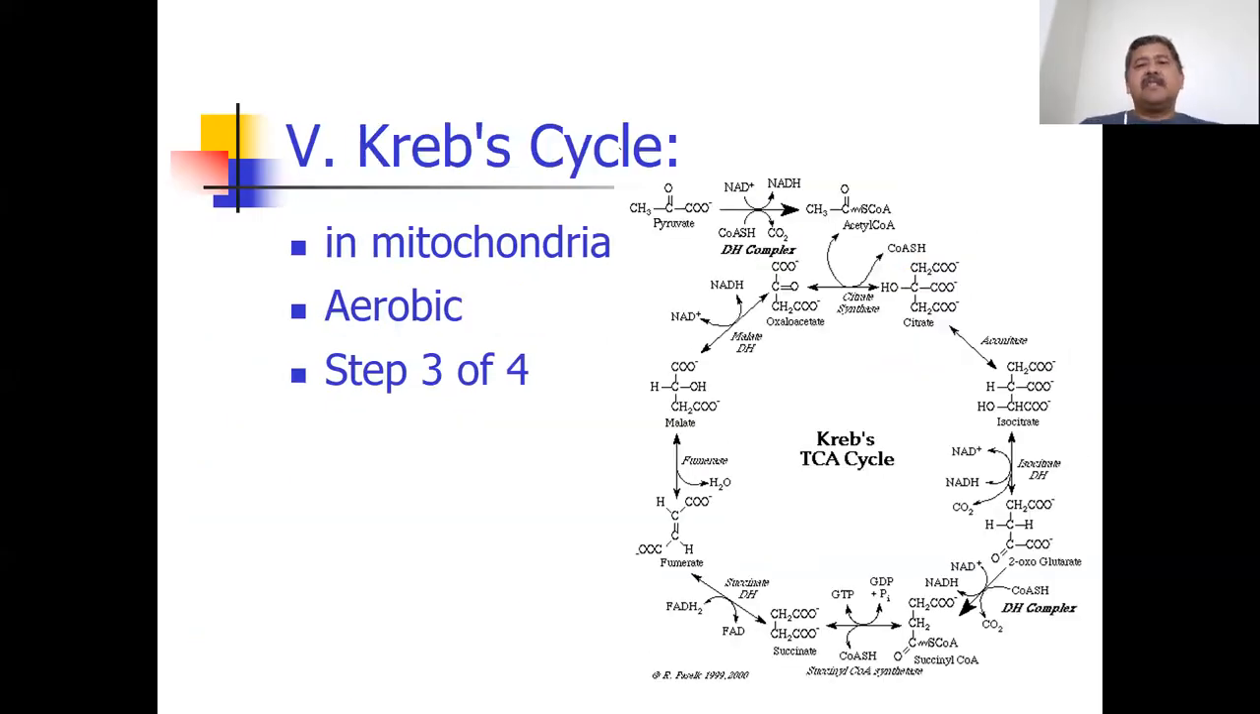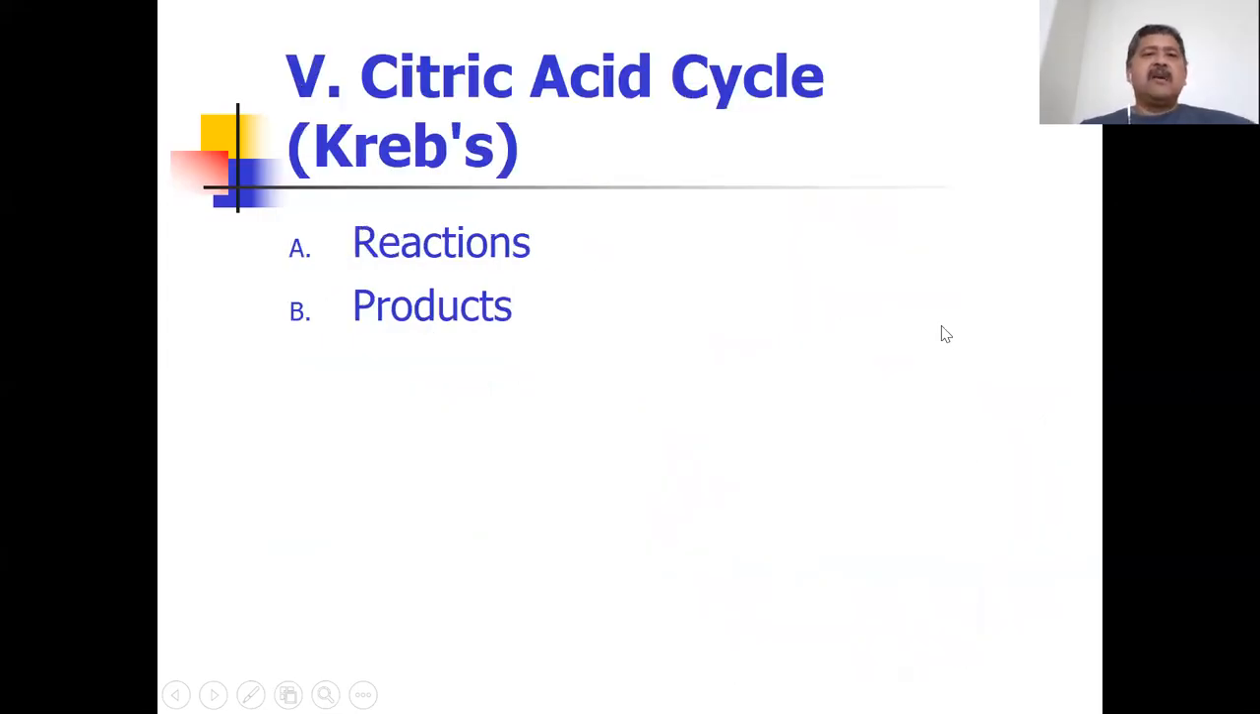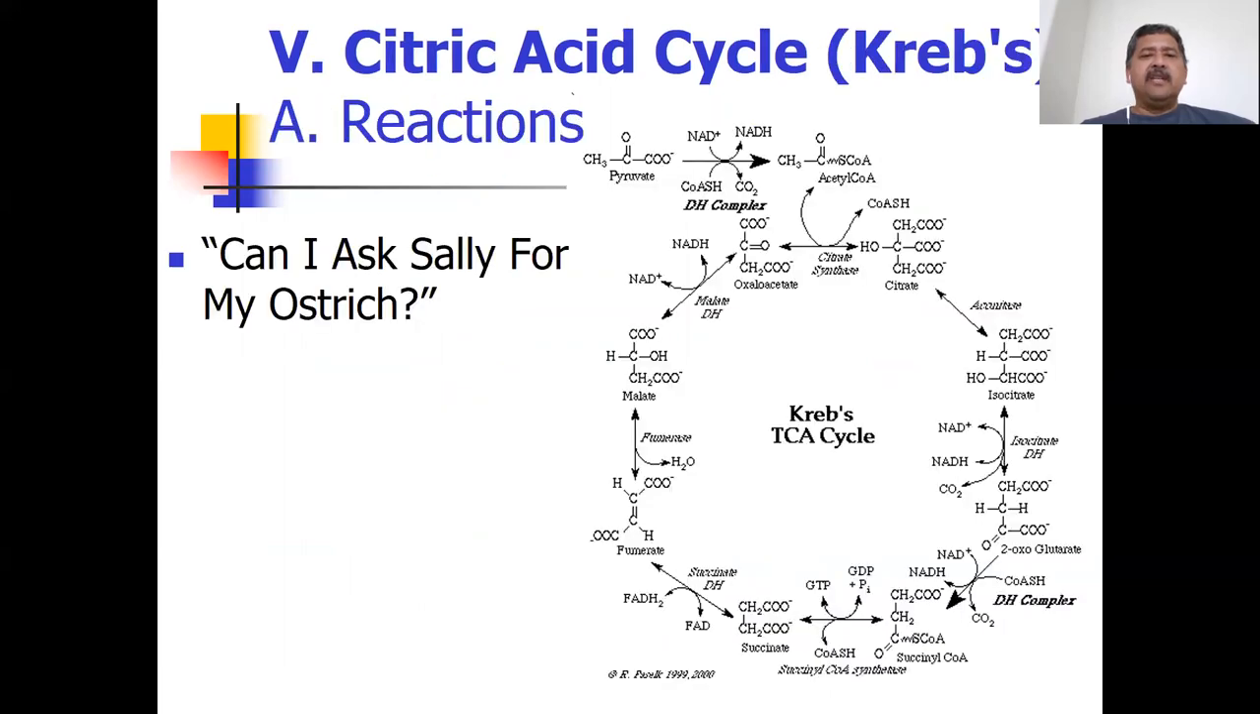Now here's the third step, the third set of chemical reactions, the Krebs cycle. In the mitochondria, we have the Krebs cycle, and this requires oxygen, and it's aerobic. And these are all the steps of the Krebs cycle, which is the third step in cellular respiration. So we're going to take a look at that in a little bit more detail.